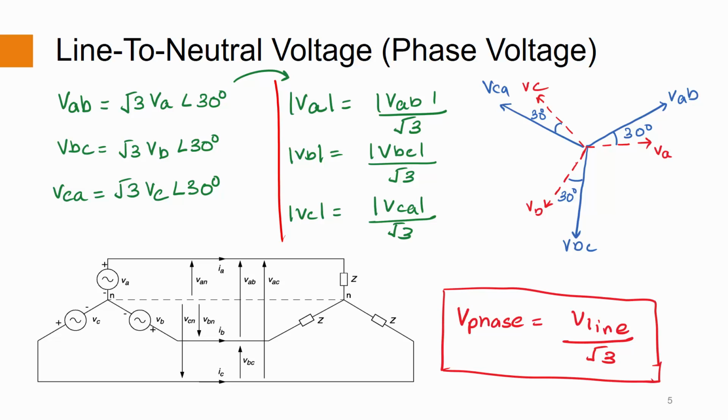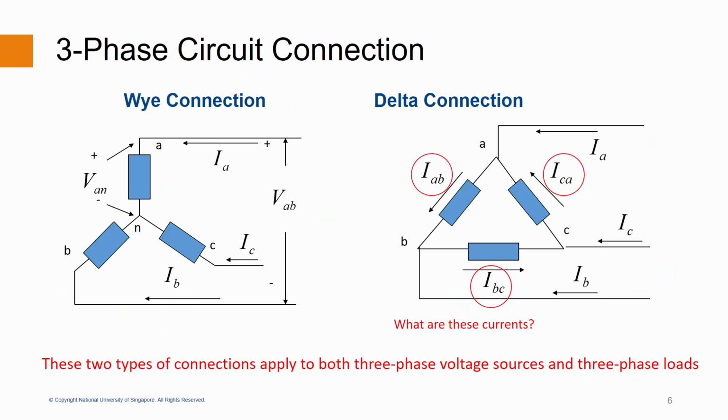The type of source and load connection here resembles a Y or a star. For a star connection, phase current is equal to the line current, while the phase voltage is the line voltage divided by root 3. We looked at the Y or star type connection. There is another type of connection called the delta connection. The loads may be connected here in the form of a delta.